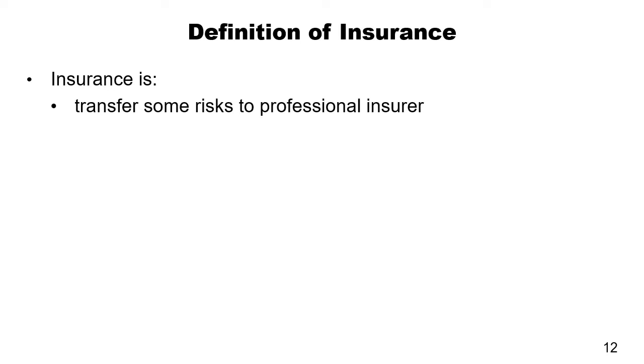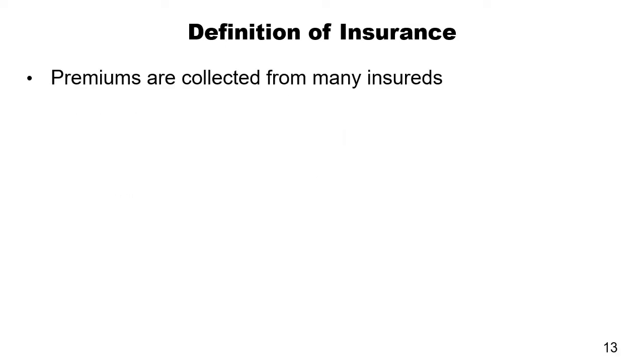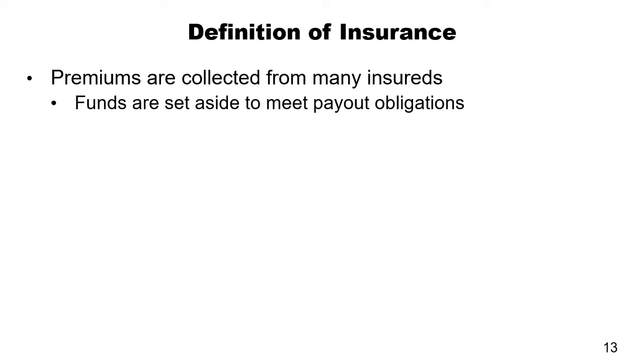Definition of insurance. Insurance is transferring some risk to professional insurers in return for payment of premiums. They agree to indemnify the insured against loss suffered. Premiums are collected from many insured and funds are set aside to meet payout obligations, plus the balance to be invested.